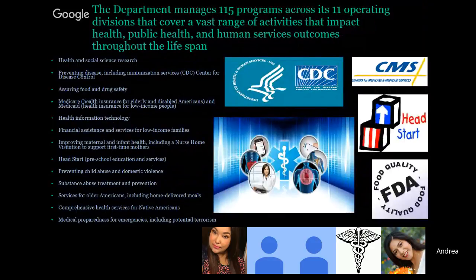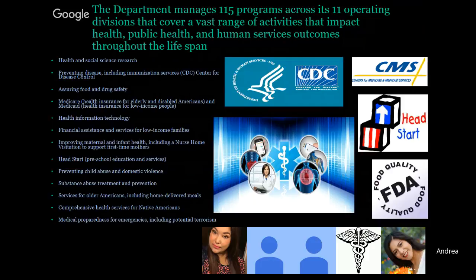So the department manages 115 programs across its 11 operating divisions that cover a vast range of activities that impact health, public health, and human service outcomes throughout. Right here I labeled, not all the programs, but the more common ones that we see on a daily basis, like health and social science research, and preventing disease, including immunization services. That includes the CDC, the Center for Disease Control.